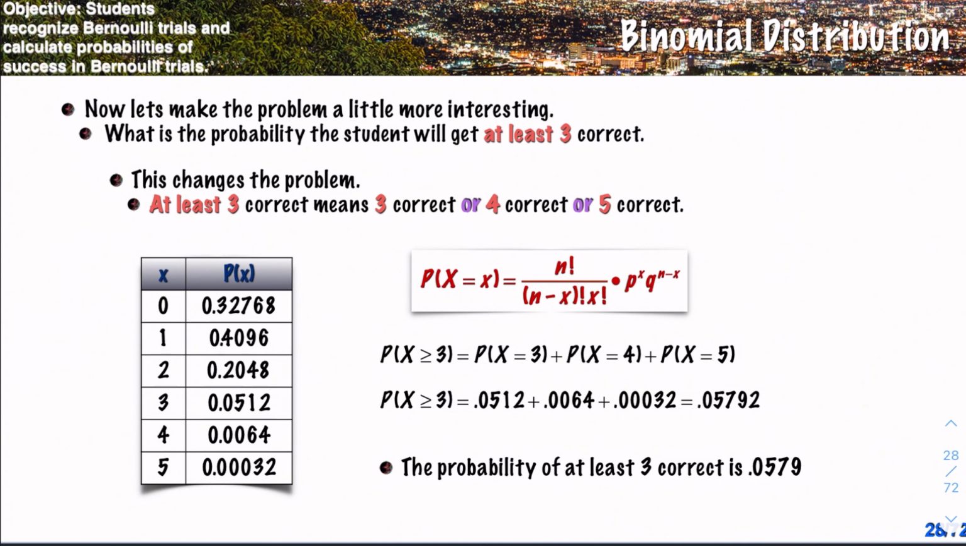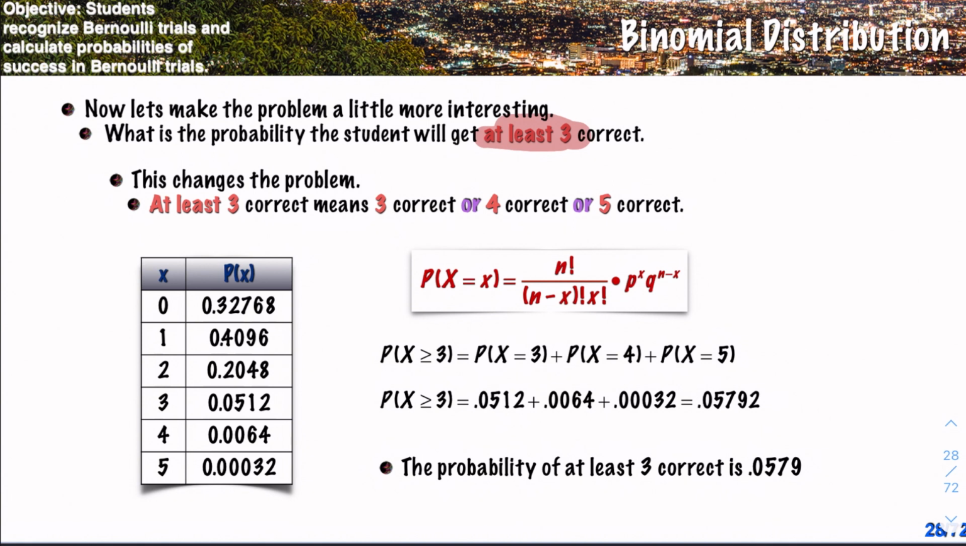What's the probability the student will get at least 3 correct? There's that fancy word again, at least 3. So this changes the problem. At least 3 correct means 3 correct, or 4 correct, or 5 correct. So we would have to take 3 plus 4 plus 5.